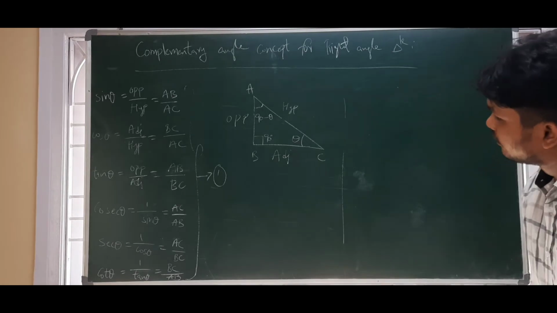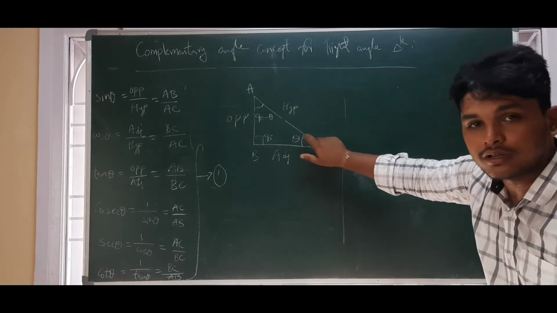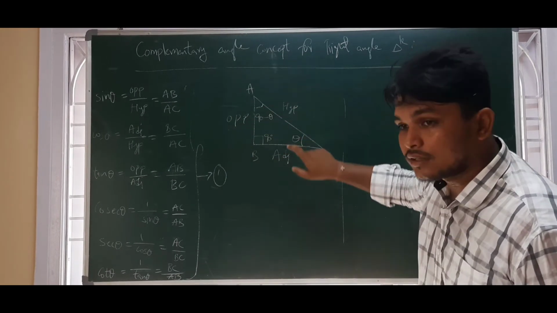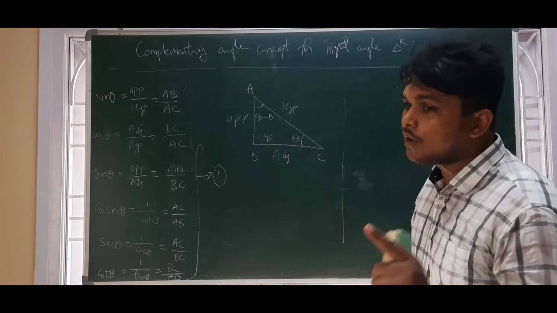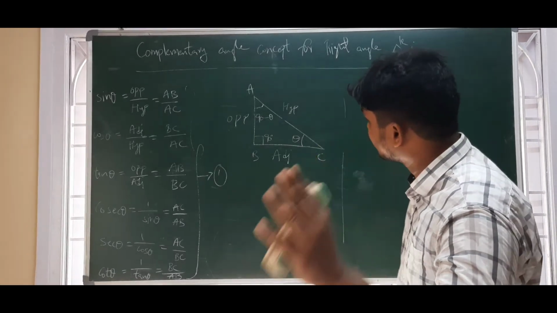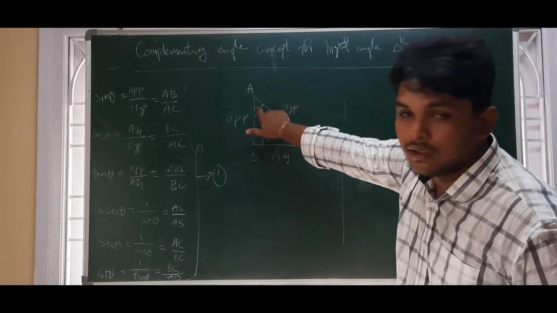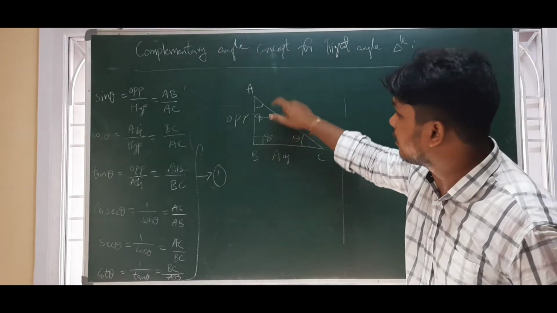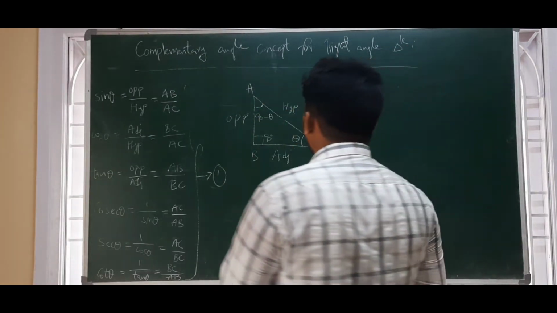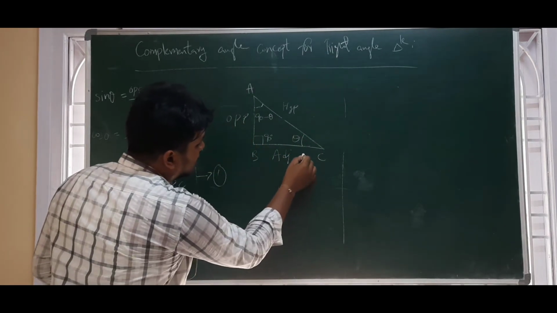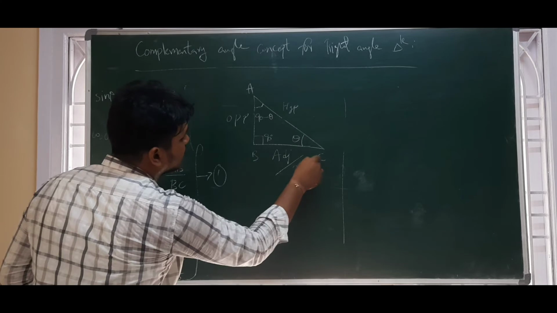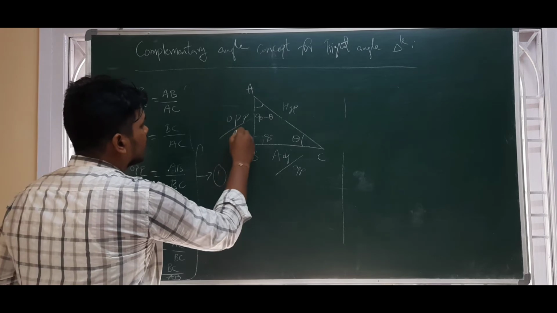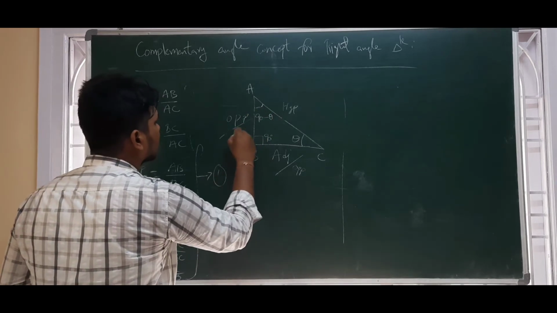Now, if I apply all the 6 trigonometric ratios at this angle, opposite side will be this, hypotenuse will be this, and adjacent side will be this. Now, if I apply the same 6 trigonometric ratios at this angle A, what happens is the opposite side will become BC and the adjacent side will become AB.